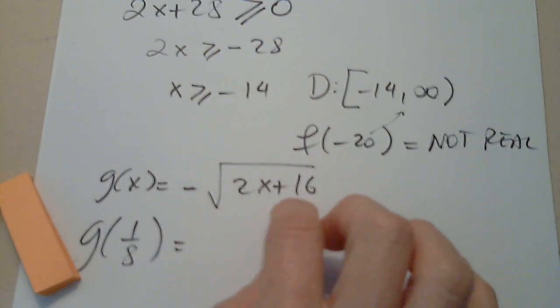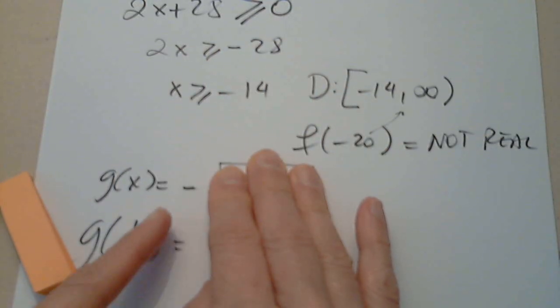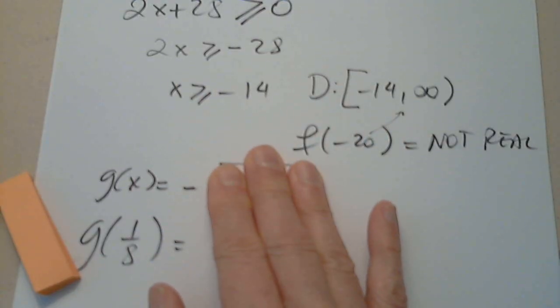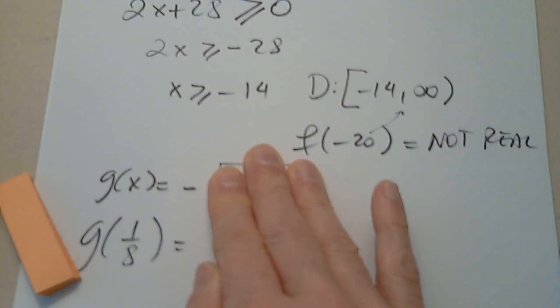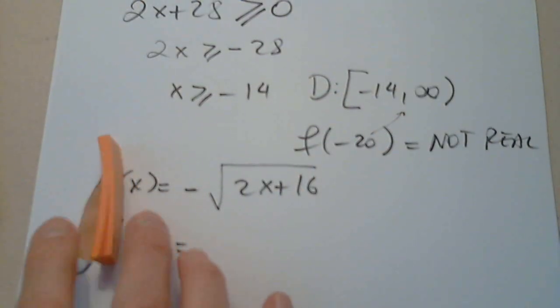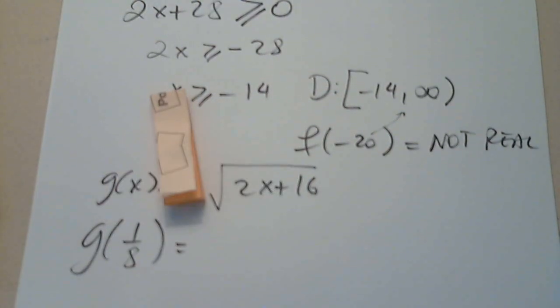You understand that this is a power. I cannot distribute -1. This is a power. I have to raise this to the power and then multiply, but I cannot raise it to a power. So what's outside has nothing to do with the radical.